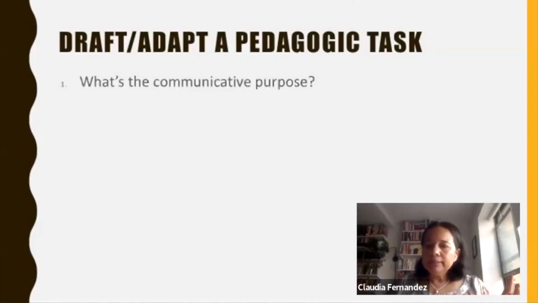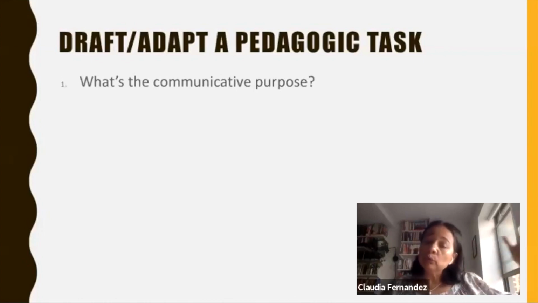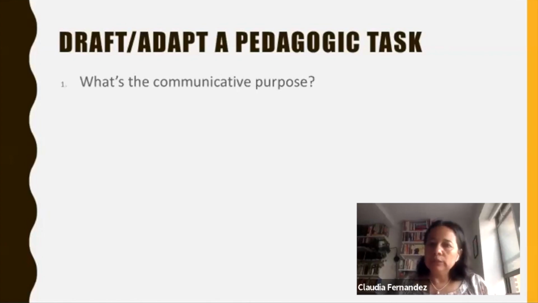First of all, what is the communicative purpose? Because the pedagogic tasks, as target tasks, have a communicative purpose. What is it that students are going to learn as a result of doing tasks that is not linguistic? What is it that students are going to be able to do? What is it that we are going to find out about ourselves, about the instructor, about the community, about the world? What is the outcome of this pedagogic task?